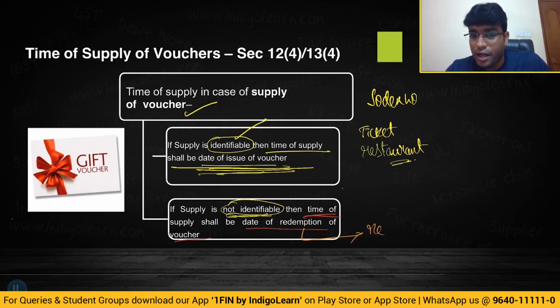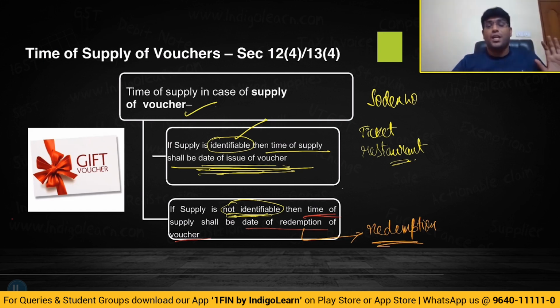Date of what, sir? Redemption. Redemption means technically if I give you a supermarket voucher, when you actually go to the supermarket and redeem that voucher, that time only time of supply will come. Till the time you go and redeem, my trigger point will not arise. So in case of voucher, if supply is identifiable, then time of supply will be date of issue of voucher. And if supply is not identifiable, then time of supply will be date of redemption of voucher.